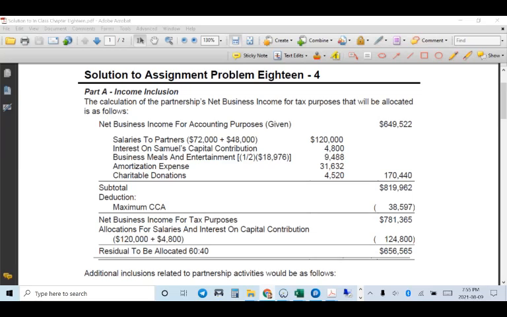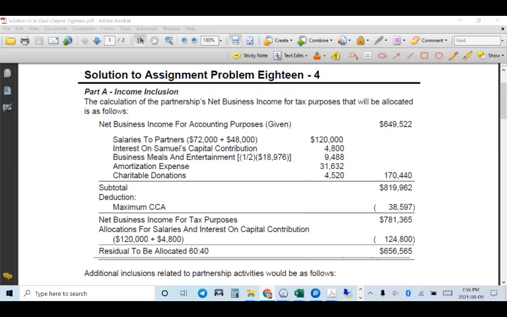This question is about a couple of brothers, Saul and Samuel, and they're CPAs. They used to work separately, and they've decided to set up a partnership, so they're going to operate their accounting practice together now. It tells us that Saul will be entitled to a salary of $72,000 per year, while Sam will have a salary of $48,000.